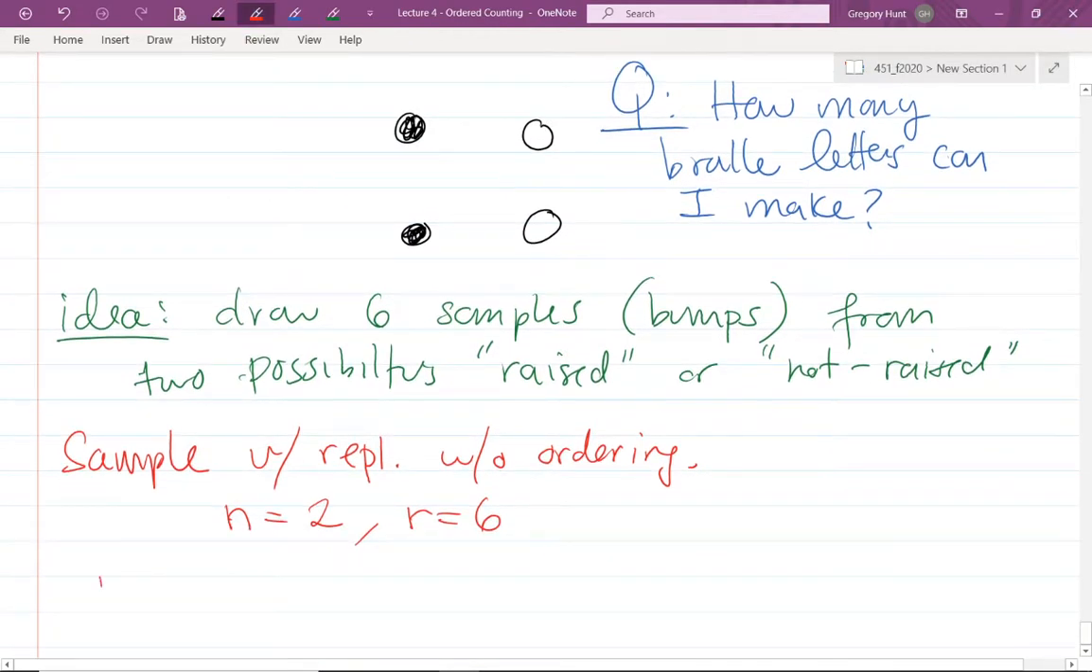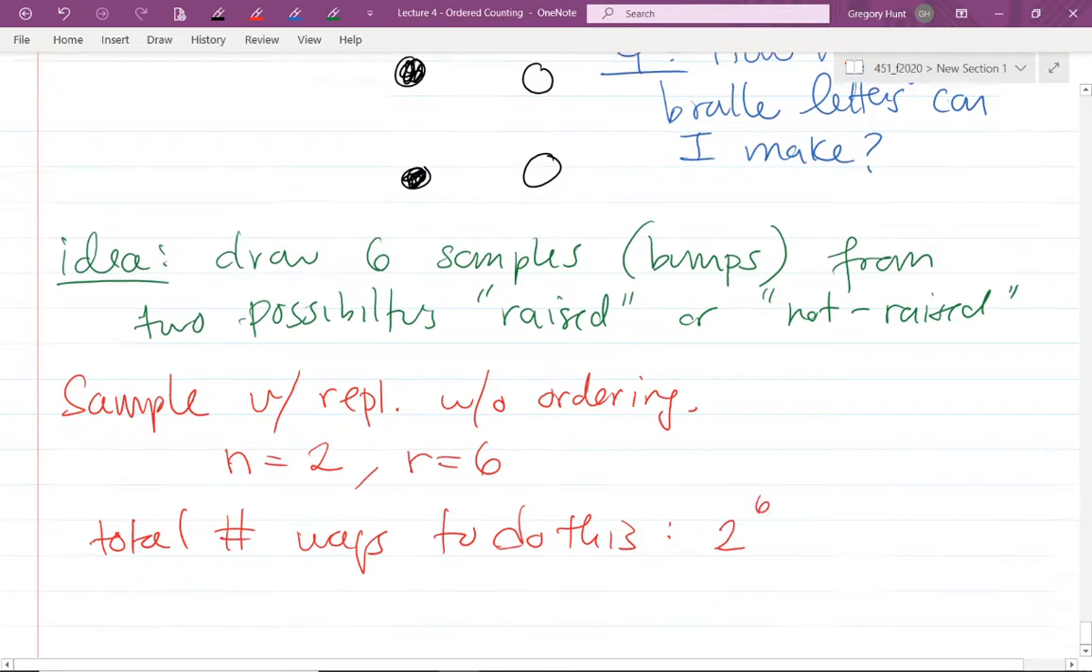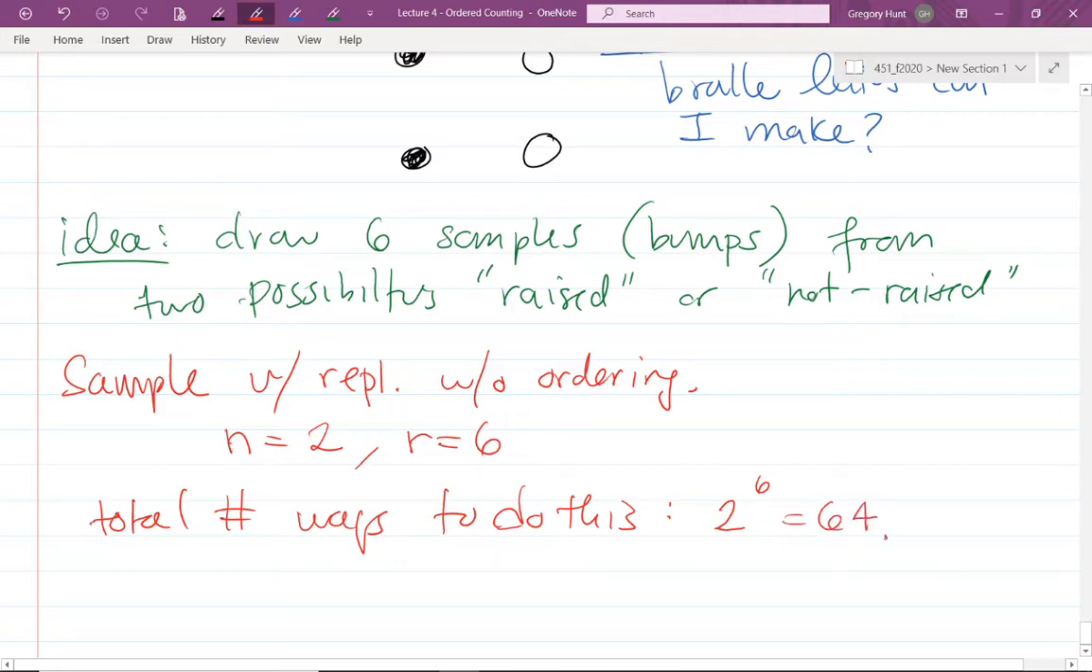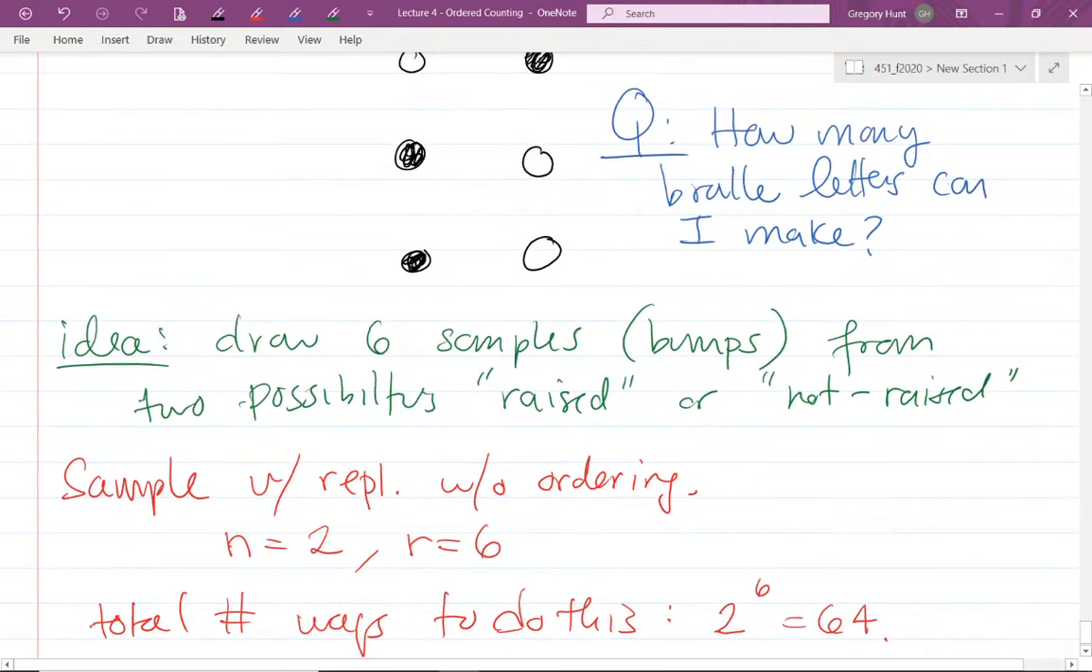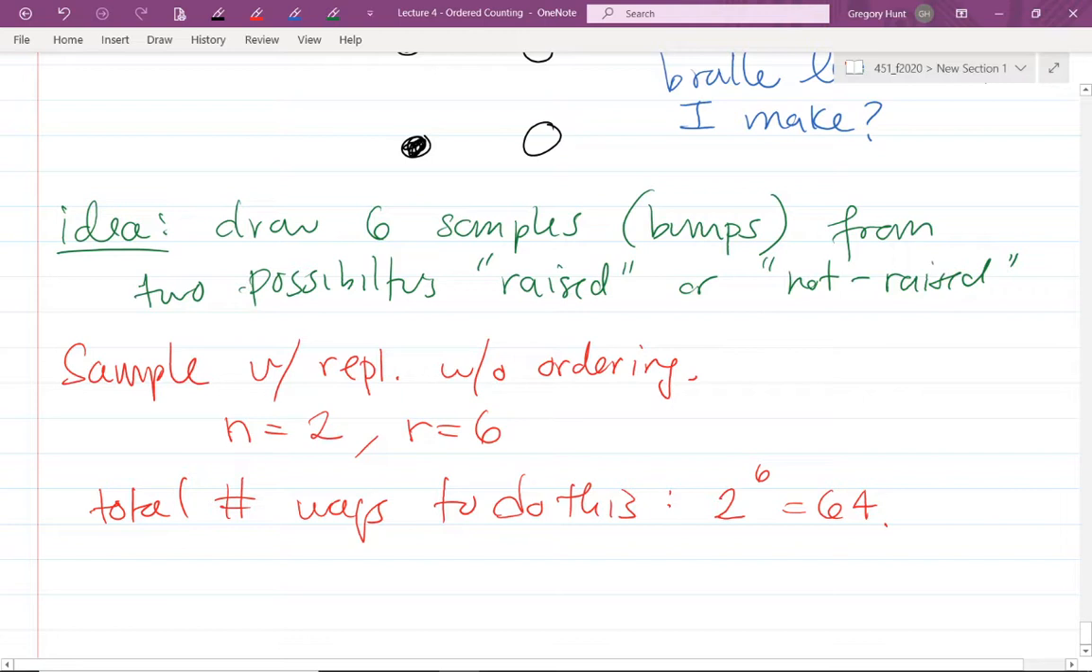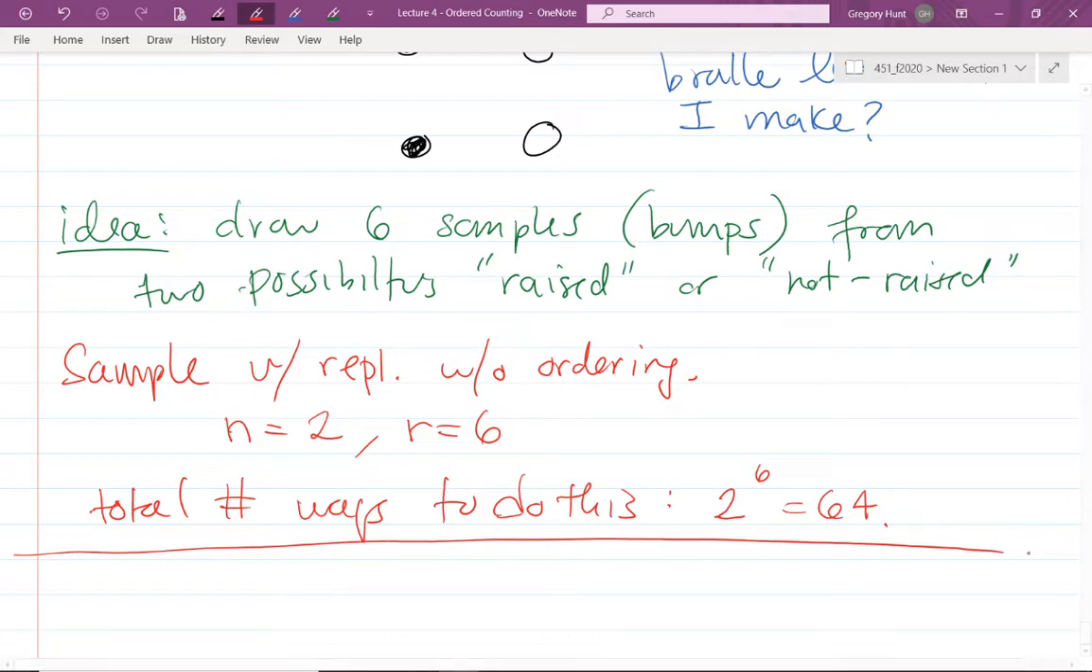And so the total number of ways to do this, which corresponds to the total number of Braille letters I can make, is going to be 2 to the sixth, which is 64. You could argue it's 63 if you want to say that having no raised bumps doesn't count, because then you can't tell if there's a space or not. So typically, I think there are actually only 63 possibilities, but for our purposes, you could have all of them not raised, and that would be 64 total possibilities. So that's an example of counting where I do replace, and I care about the ordering.